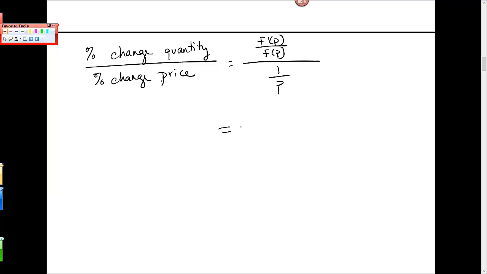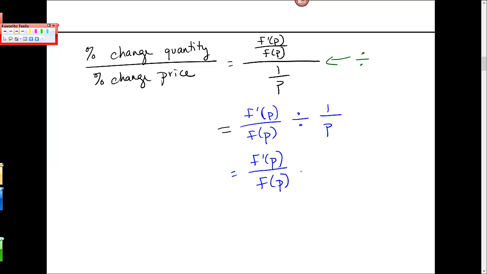Okay, so I want to remind you, all of these are division signs, but this middle bar is a division sign, and since I'm dividing two fractions, I'm going to rewrite it the long way that we used to write division when we first learned it, right? If you remember, when I divide two fractions, I multiply by the reciprocal of the second fraction. So I multiply by p over 1. So this is f prime of p times p, which I'll put in the front, as usually people do, over f of p.